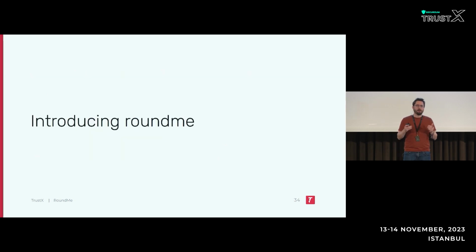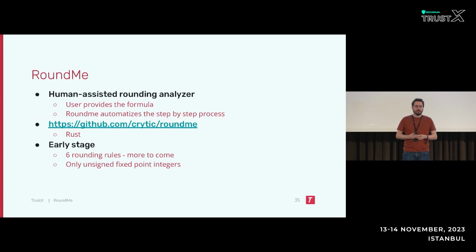Okay, as I mentioned, we have created a new tool to help you to analyze this type of rounding issue. It's called RoundMe. RoundMe is a human-assisted rounding analyzer. The way it works is that the user is going to provide the formula as a text, and RoundMe is going to automatize this step-by-step process that we just went through with the example. It's open source. It's in Rust. I know a lot of people love Rust, so some of our tools are now also in Rust.